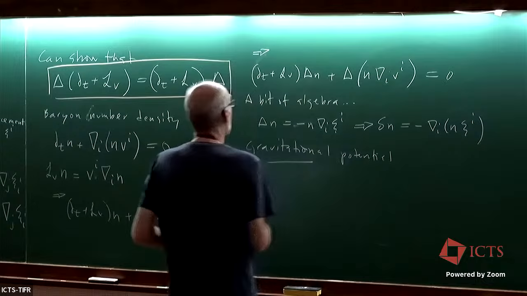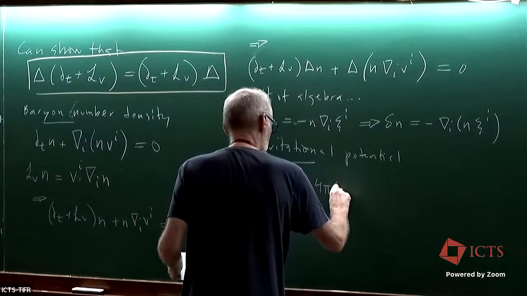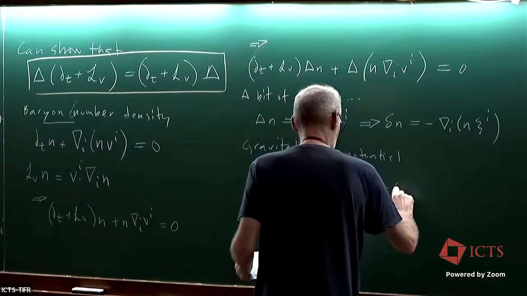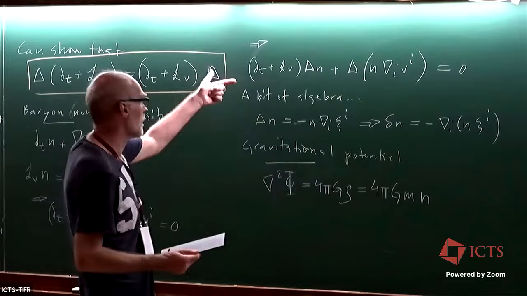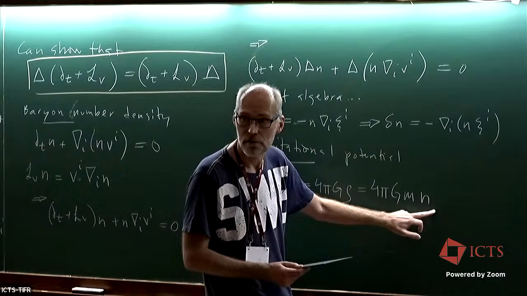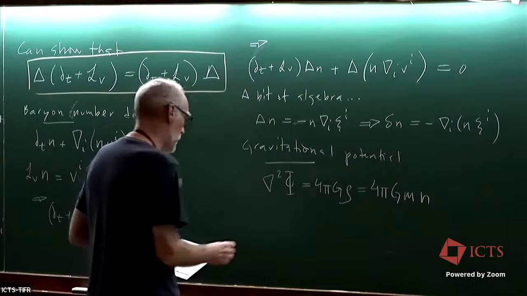The gravitational potential, we have the Poisson equation, with M the mass per particle and N the number density, right? So now if I do a Lagrangian variation on this, clearly I have the right-hand side because these are just numbers. And then you can show that the Lagrangian variation commutes with the Laplacian. Again, it's a little bit of work, okay?